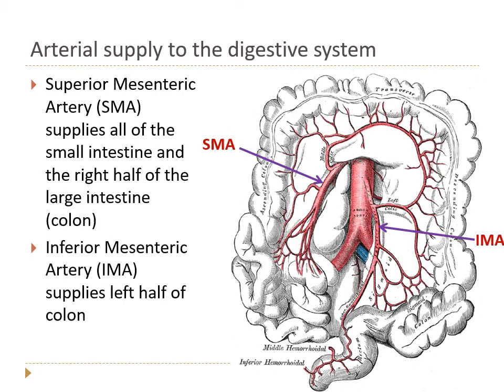First of all, a little review of the arteries that supply the digestive system. So they are branches off of the abdominal aorta, the superior mesenteric artery, which is going to supply half of the large intestine and all of the small intestine, and the inferior mesenteric artery over here, which is going to supply the other half of the large intestine.